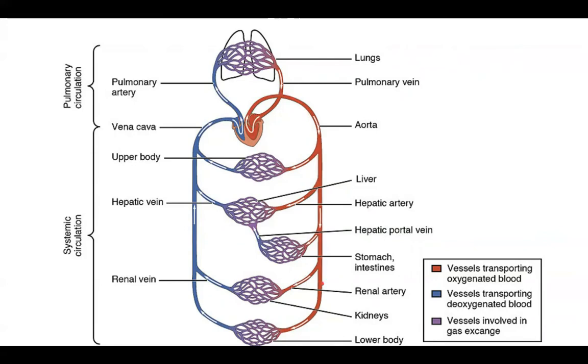This will go to the liver, to the kidneys, to the stomach, to the intestine, to the legs, to the arms, to the shoulders, to the head, every body part. And this entire blood will get deoxygenated and come back again via the vena cava to the heart. The blood circulation which is going to the body systems is called systemic circulation, whereas the blood circulation which is going to the lungs is called pulmonary circulation. So we have two types of circulation, pulmonary and systemic.